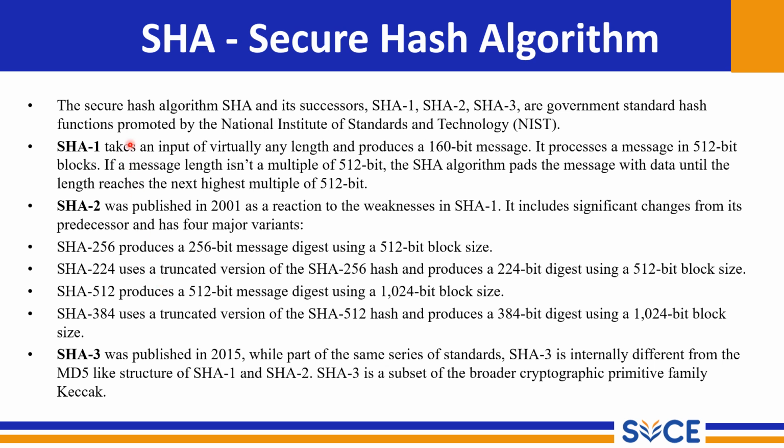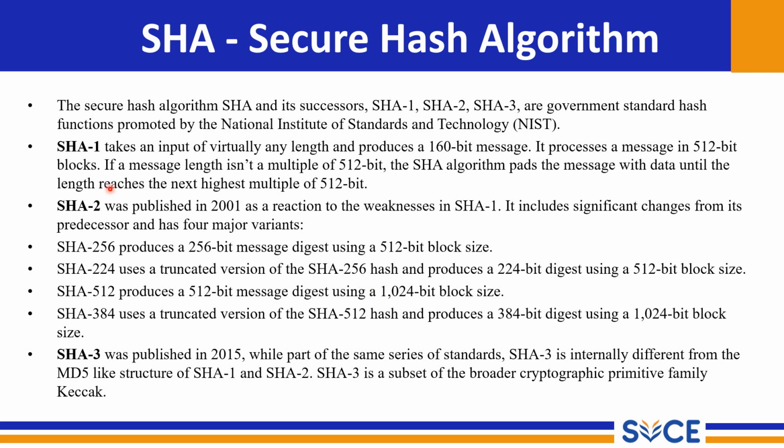SHA-1 takes an input of any length and produces a 160-bit message digest. It processes the message in 512-bit blocks. If the message isn't a multiple of 512 bits, the SHA algorithm pads the message with data until the length reaches the next highest multiple of 512 bits.